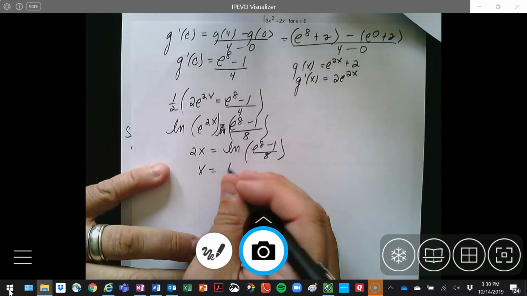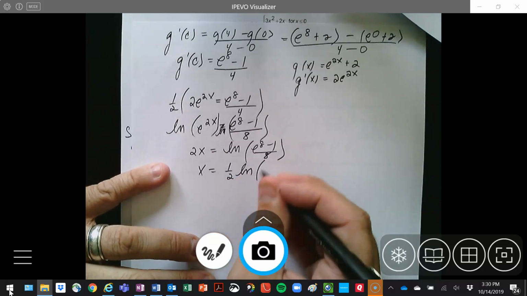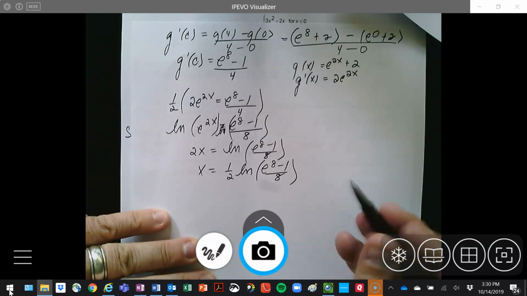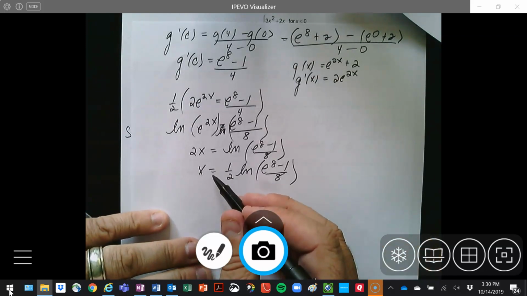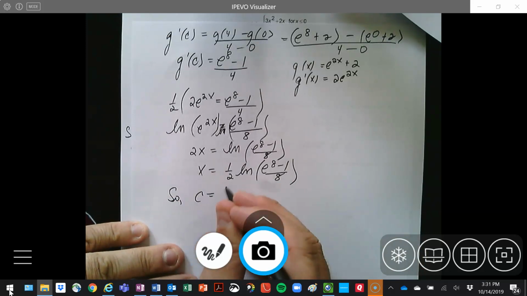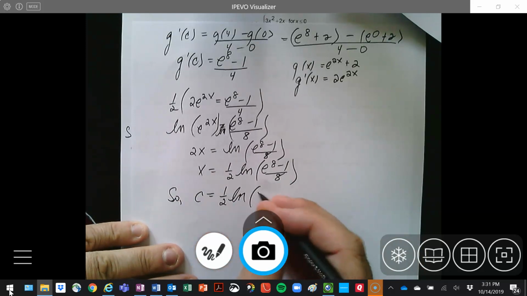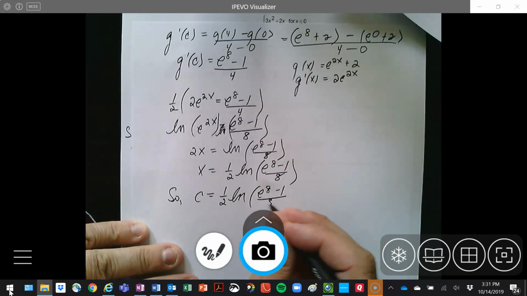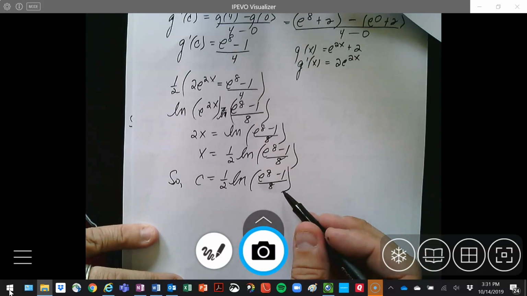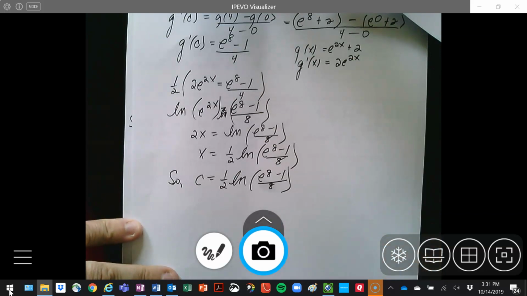Solving this equation, we get that x will be 1/2 the natural log of (e to the 8th minus 1) all over 8. That is the c value that we're looking for. So I'd say something like c is equal to 1/2 the natural log of (e to the 8th minus 1) all over 8. That's the value that's guaranteed by the mean value theorem.